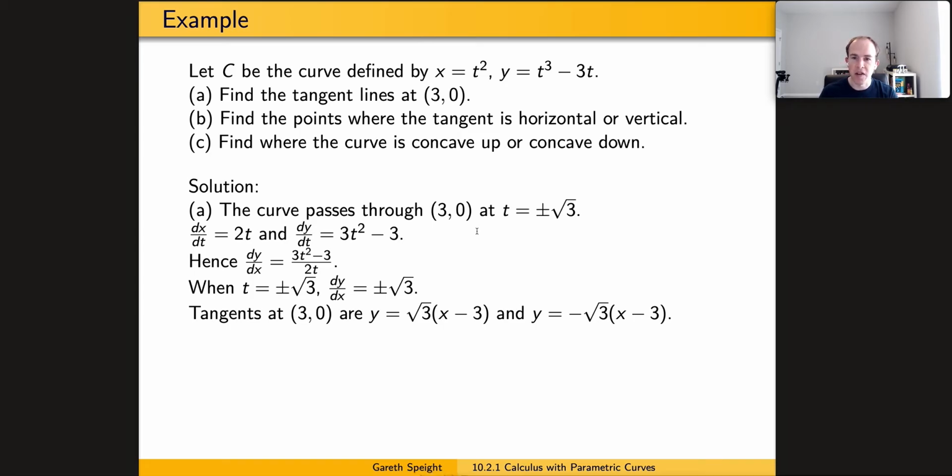Okay, so next up, finding the points where the tangent is horizontal or vertical. That was when either dy/dt equals 0 or dx/dt equals 0.